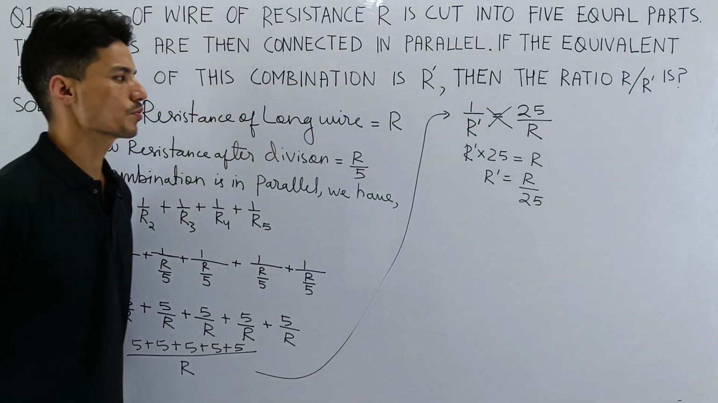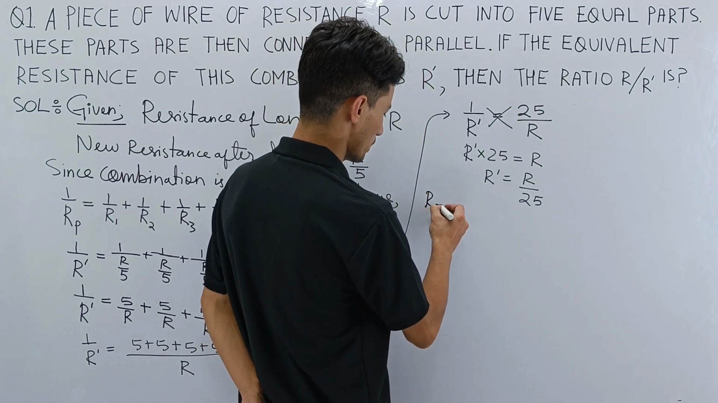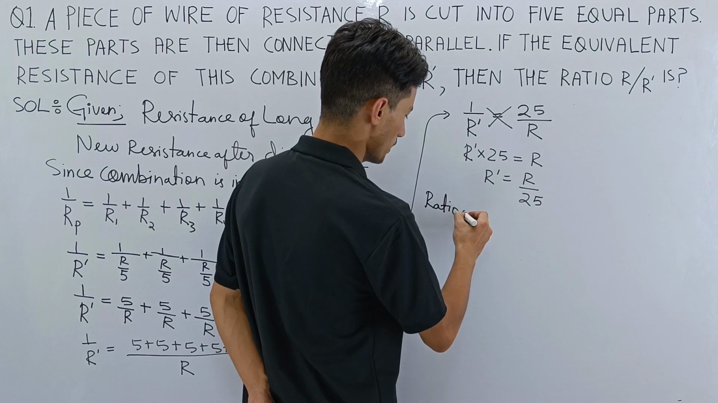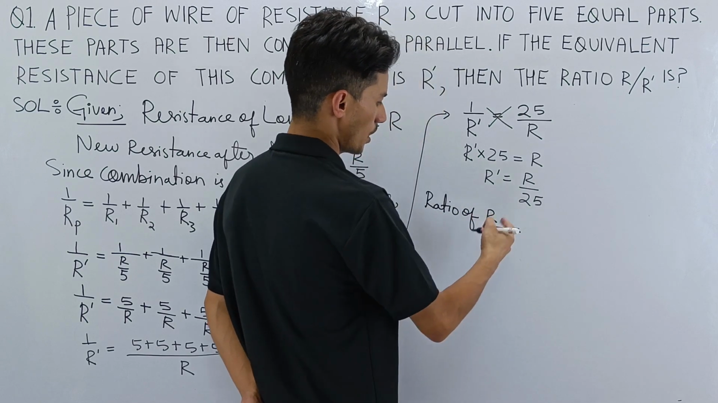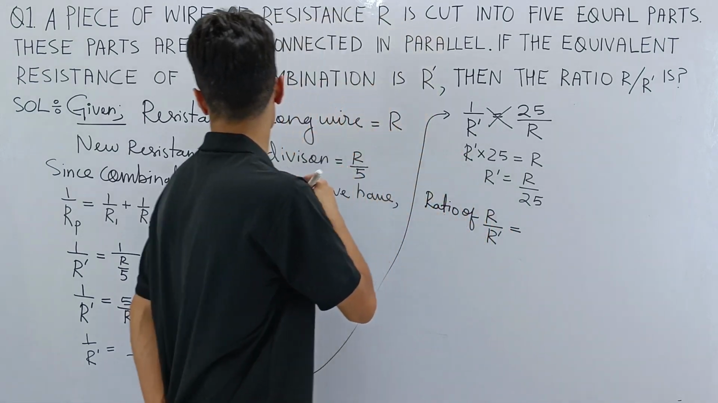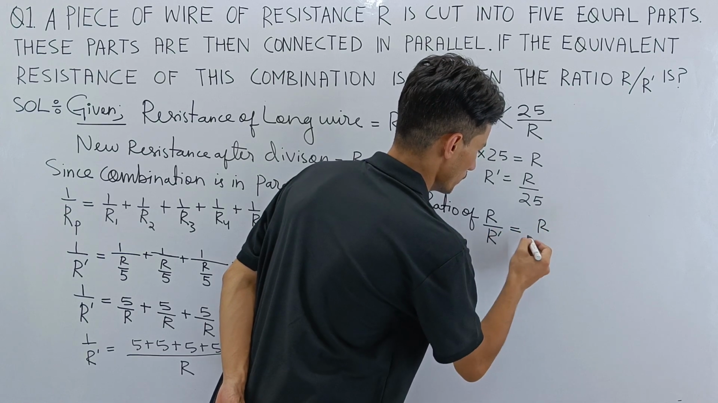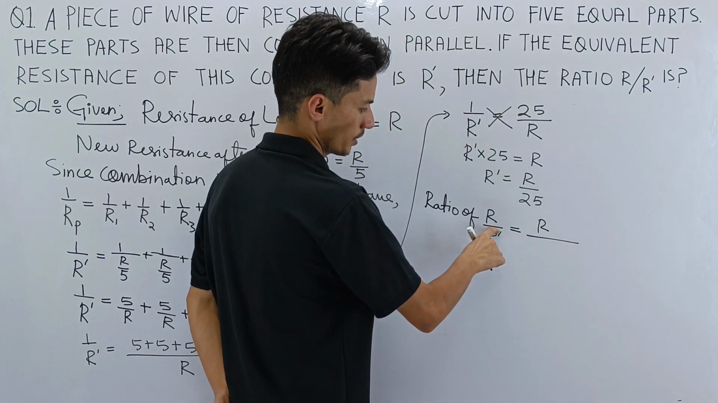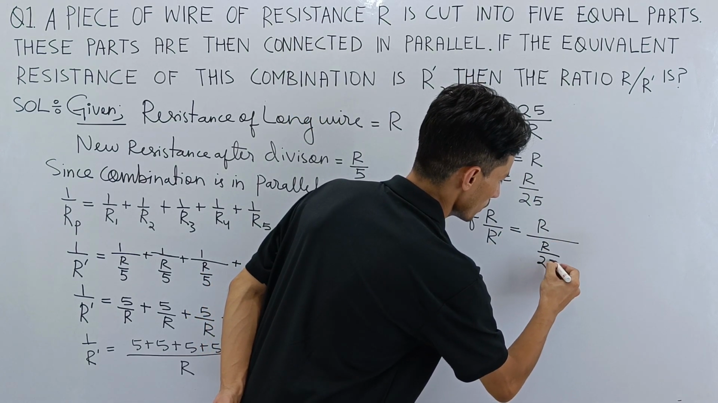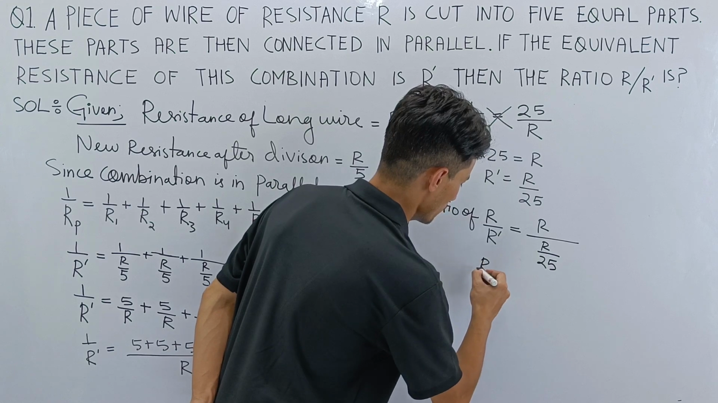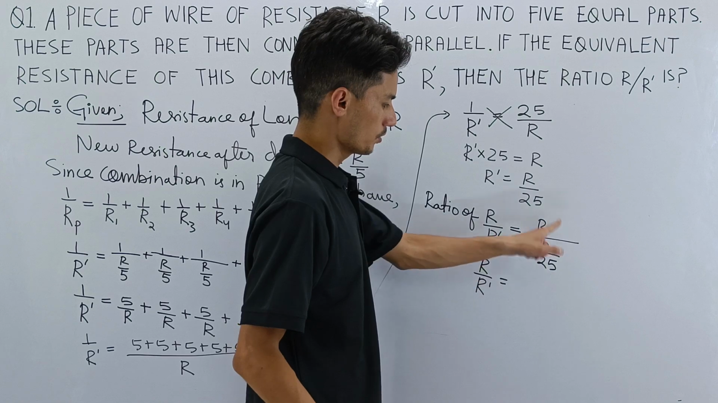So now the question wants us to find the ratio of R by R dash. So R by R dash: the R value is this one, from the formula, and the R dash value is this one. Then again R by R dash, you know now what will happen here. You already know what will happen here.